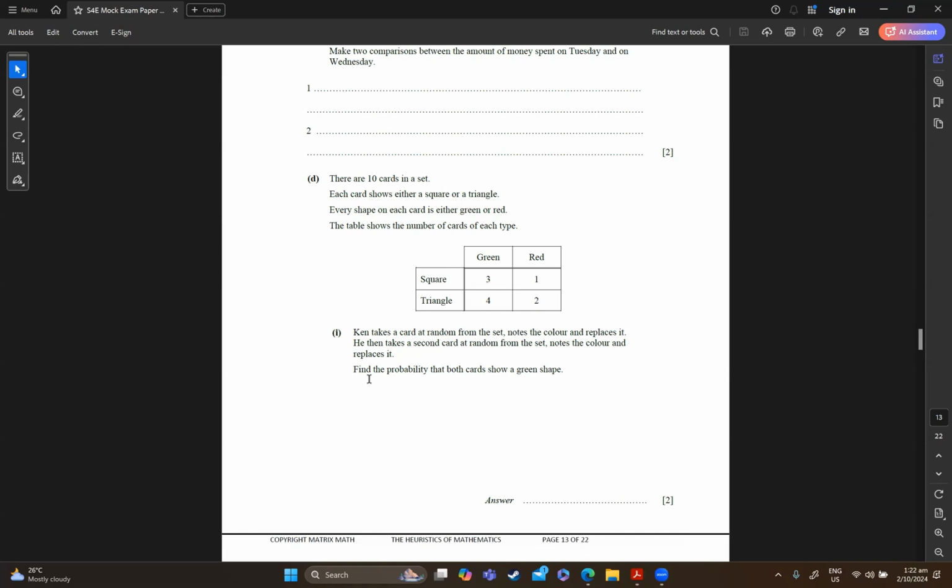Okay. And if you read the question carefully, it's stated that the card is replaced when you pick. So no matter what, the total stays the same. So as far as green shape is concerned, there's a total of 7 green shapes. So your probability is 7/10 when you pick the first time. Then the second time, it's still 7/10. So your answer is 49/100. So make sure you write P, probability that both cards show a green shape. Write this inside here. Then you do your working.